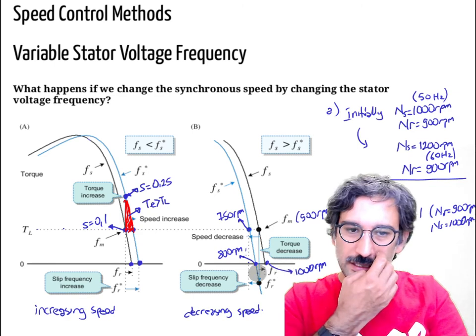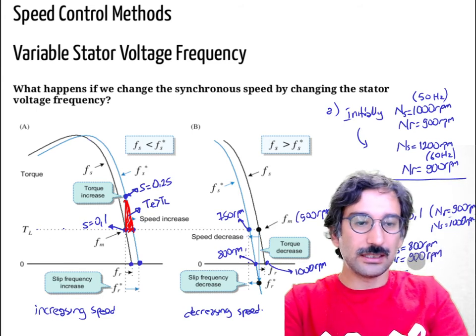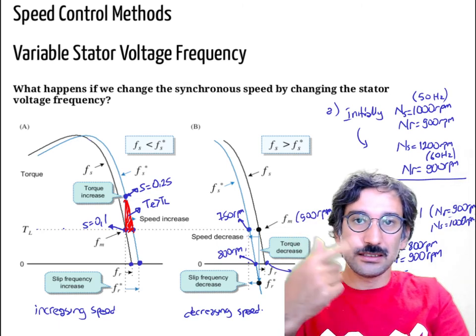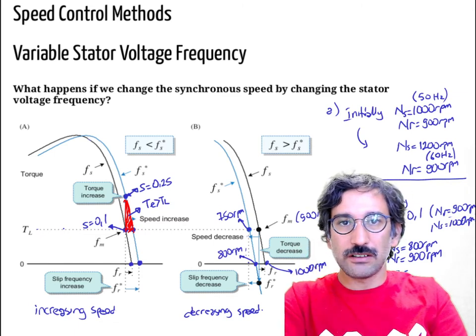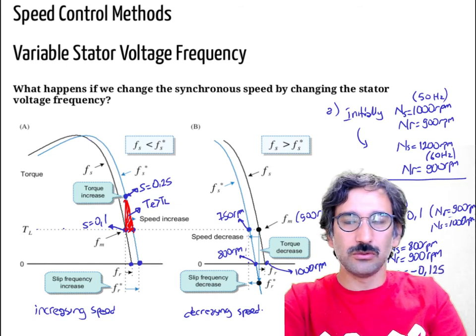Then you just change the NS to 800 RPM, but your speed cannot change instantly. So it is still at 900 RPM, and if you calculate it, you can see your rotor now is rotating faster than the synchronous speed. So it suddenly gets into the generating mode, or you can calculate the slip and you can find it is negative, I think 0.125.